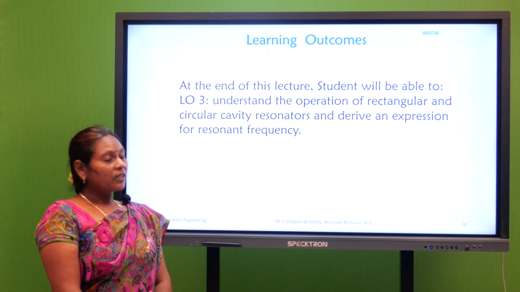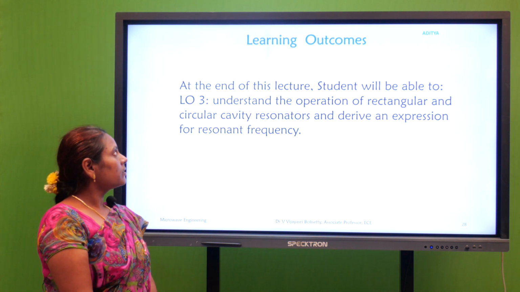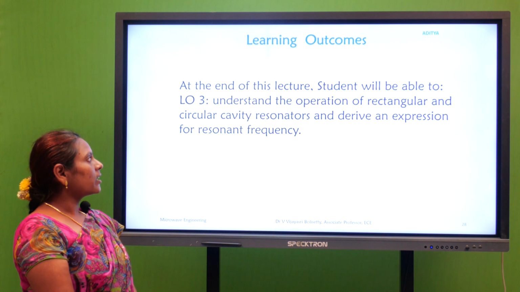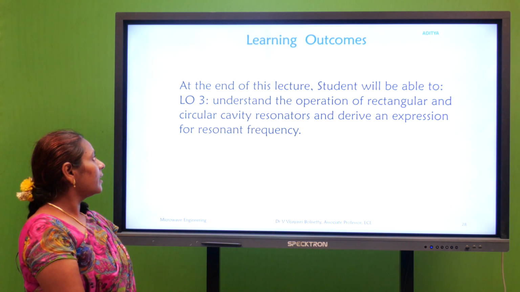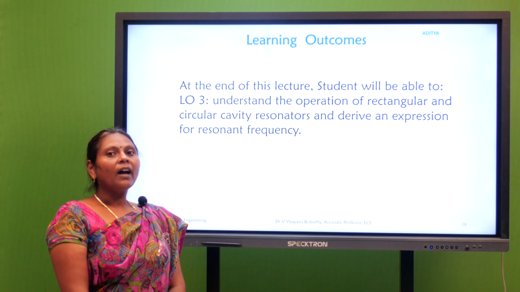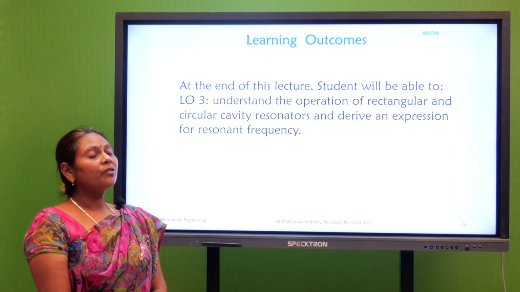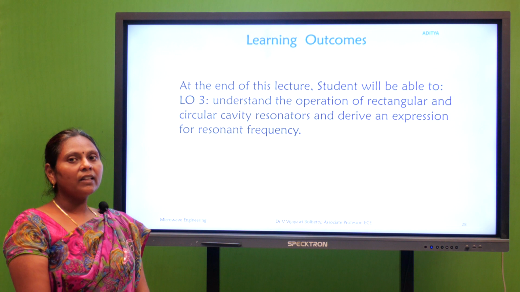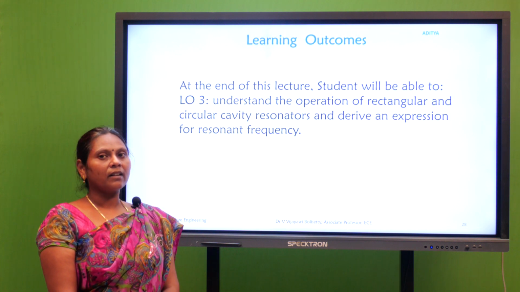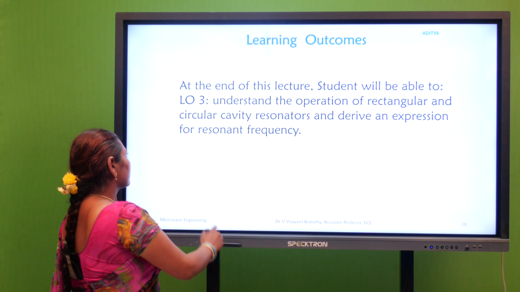Coming to the outcomes of this session, at the end of this session, the student will be able to understand the operation of the rectangular and circular cavity resonators and derive an expression for the resonant frequency in the rectangular cavity and circular cavity resonators.